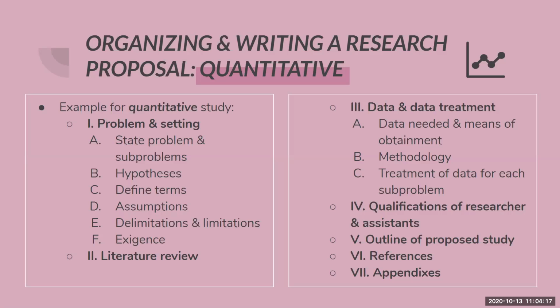B, you should include hypotheses. C, define terms to make sure that your reader understands what you're talking about, even if they're not familiar with the topic. D, you should include assumptions. E, delimitations and limitations. And F, exigence. And this should not be too extensive. You just need to address briefly why the study is important in a larger social context.